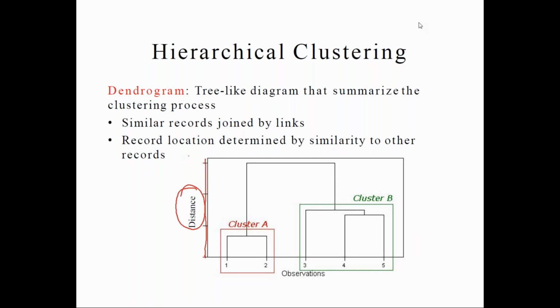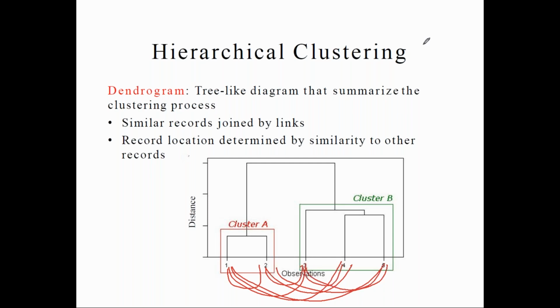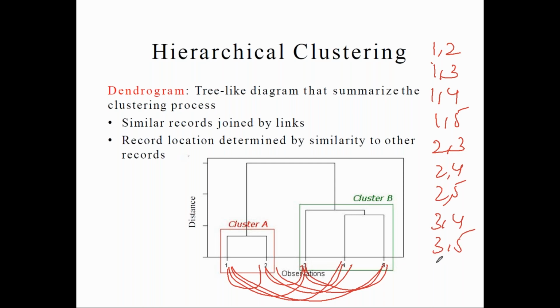Now let me write it like this. Totally you have 5 records: 1, 2, 3, 4, 5. You'll calculate the distance between 1 and 2, 1 and 3, 1 and 4, 1 and 5, 2 and 3, 2 and 4, 2 and 5, then 3 and 4, 3 and 5, then 4 and 5.